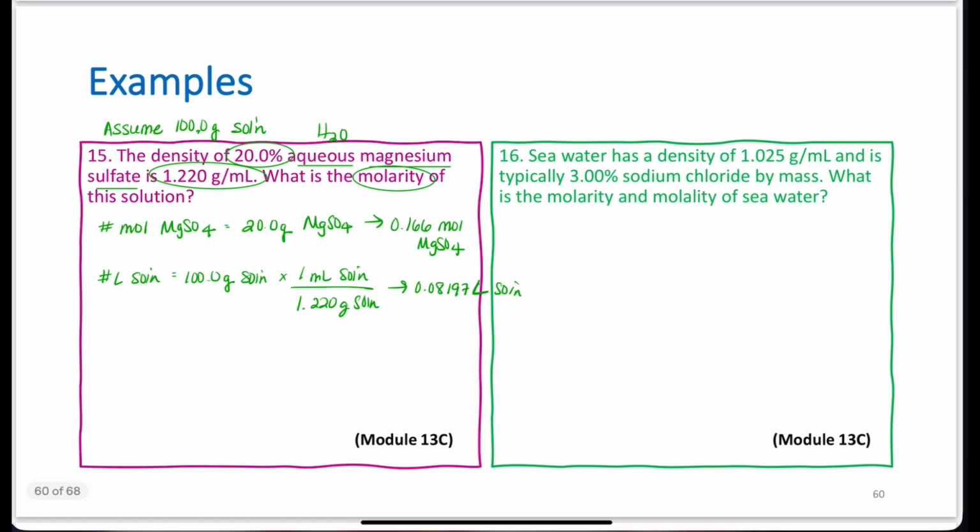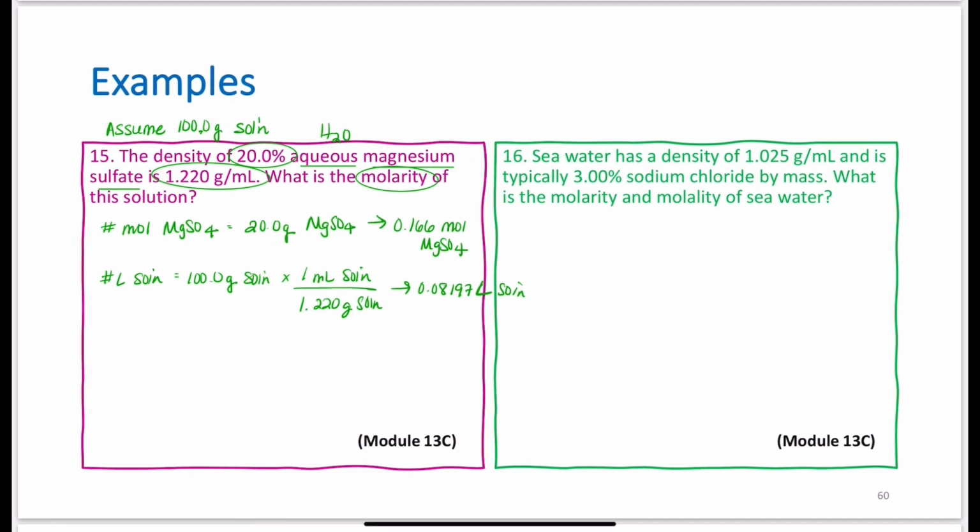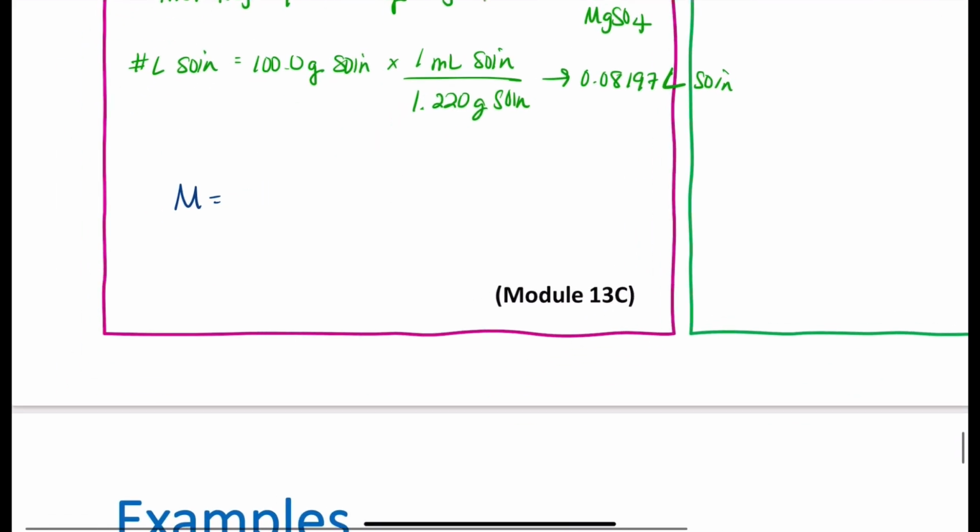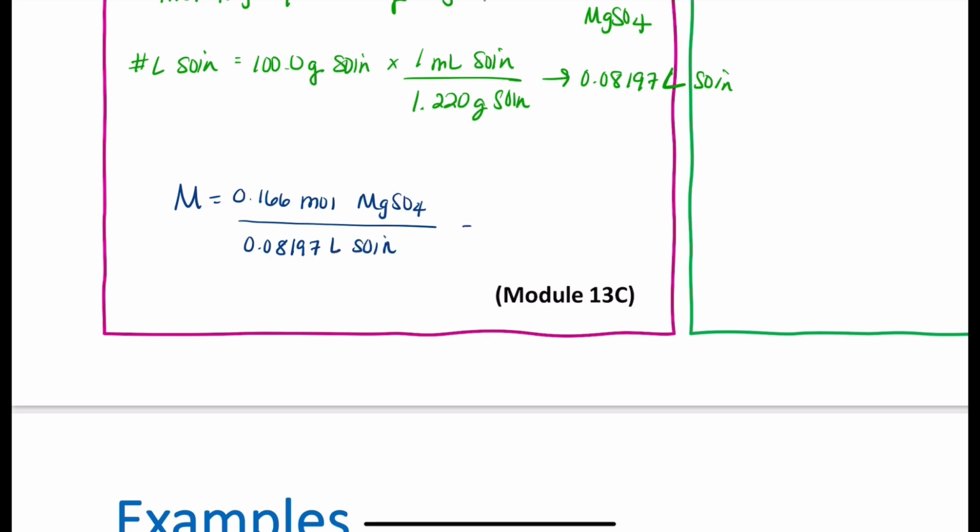Now when I find my molarity here, 0.166 moles of the magnesium sulfate for every 0.08197 liters of solution. 2.03 molar magnesium sulfate.